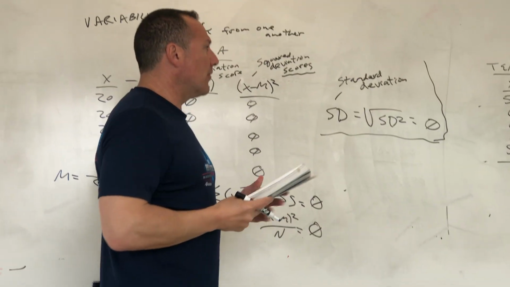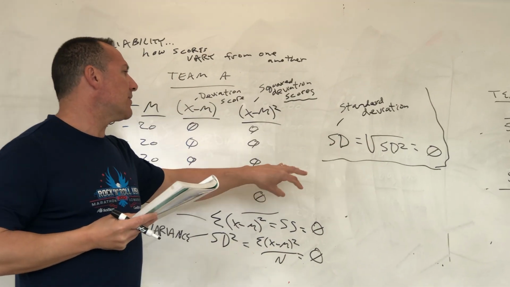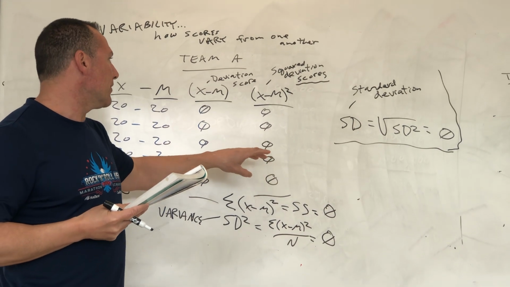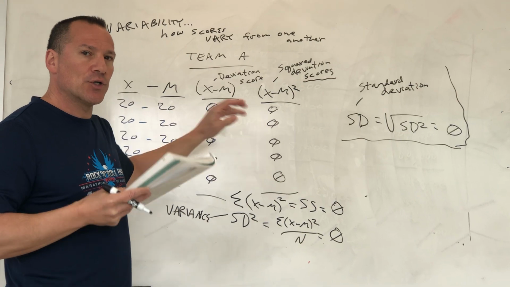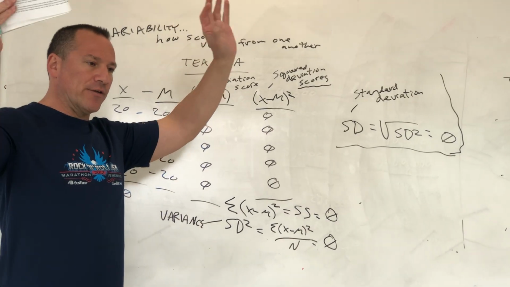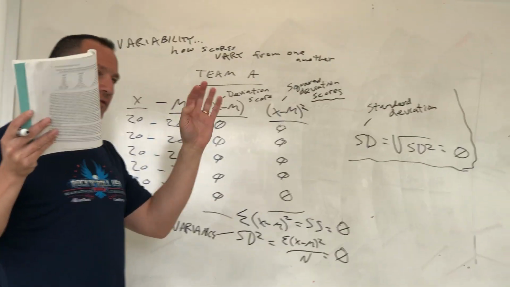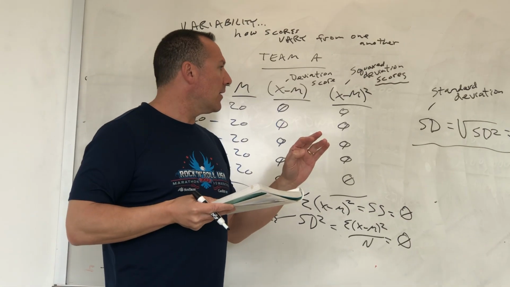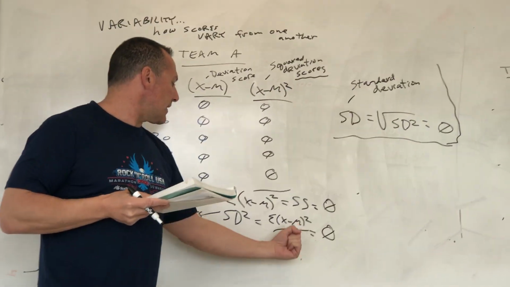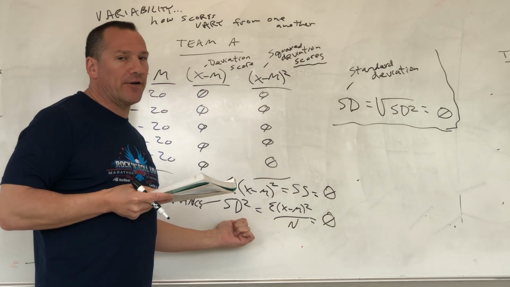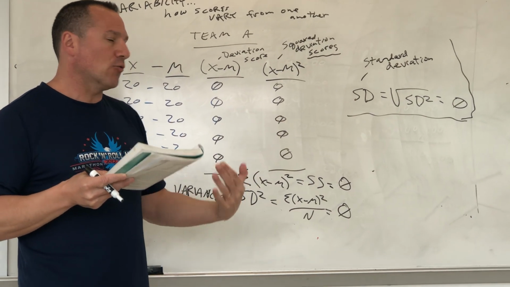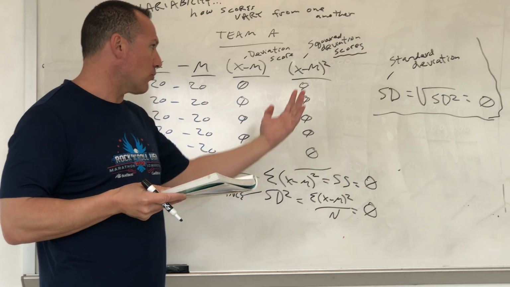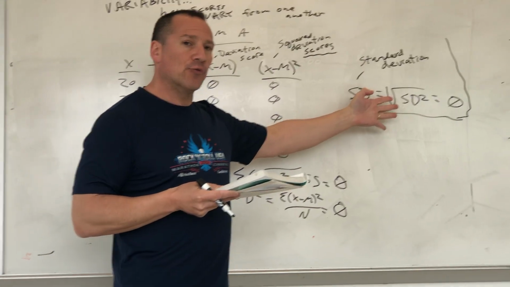Standard deviation, and we'll see it more with team B, is cool because when we squared things at this level, the squared deviation scores, we brought all the scores to a different scale, the world of squared scores. And when we take the square root of the variance and come up with the standard deviation, we're bringing the numbers back to the world that we started on. So that's why we're taking the square root here.